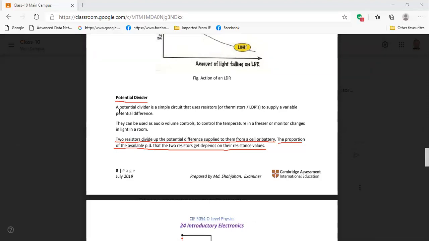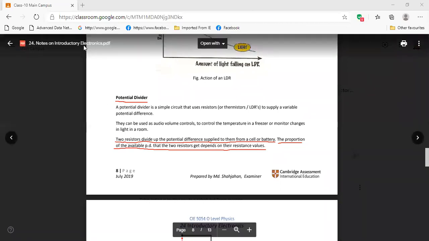A potential divider is a simple circuit that uses resistors or thermistors and LDRs to supply a variable potential difference. They can be used as an audio volume control, to control the temperature in a freezer, or to monitor changes in light in a room. Two resistors divide up the potential difference supplied to them from a cell or battery. The proportion of available PD that the two resistors get depends on their resistance values.